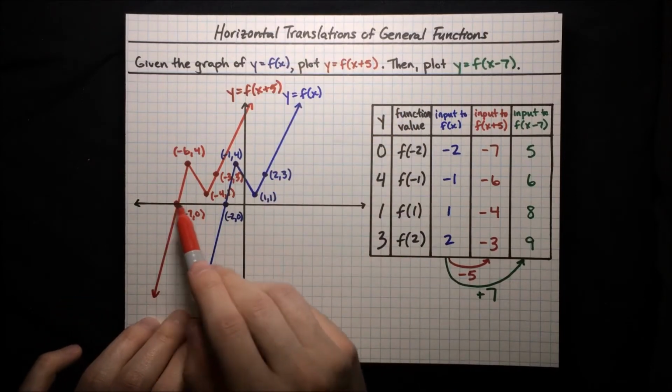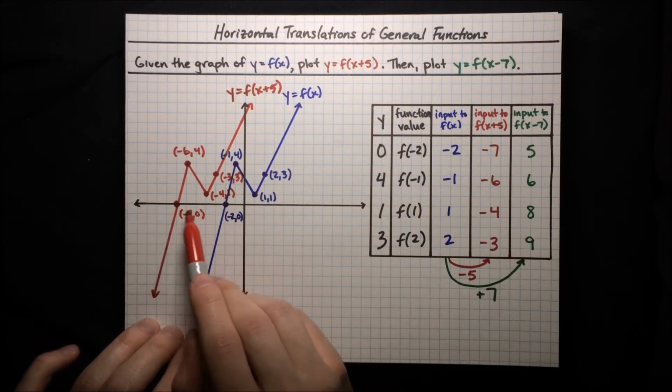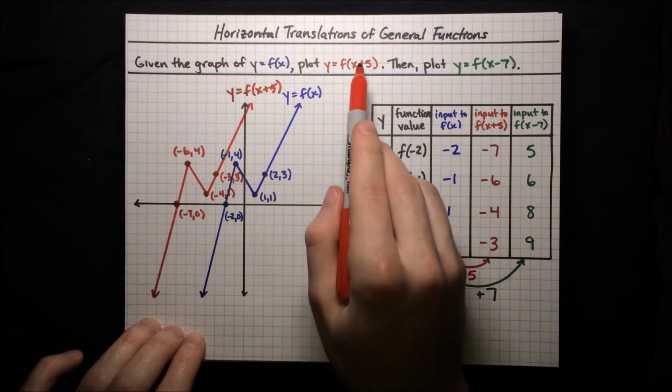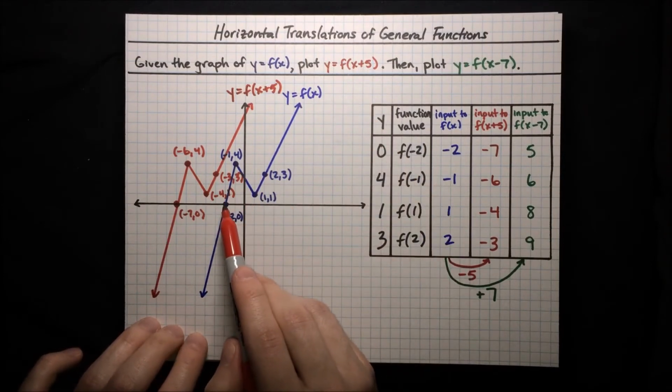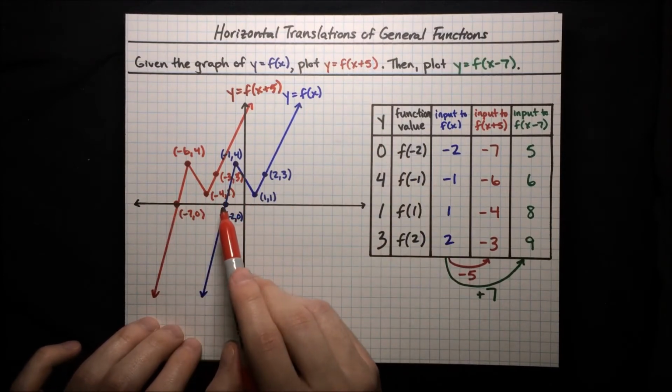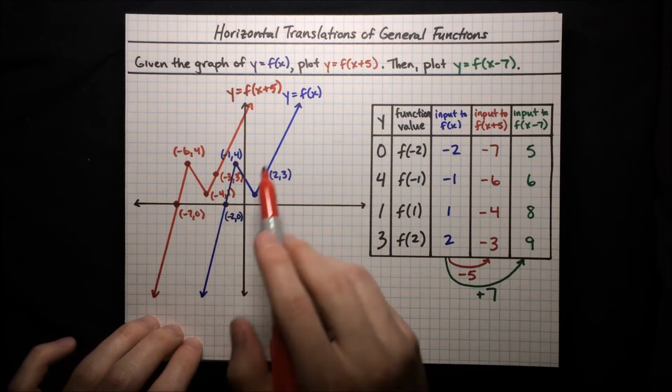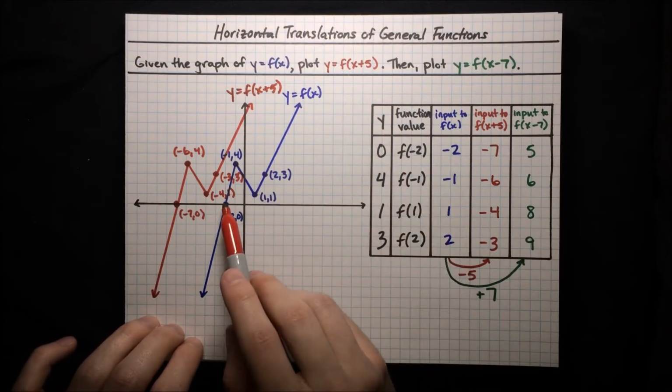Turns out the whole function is just shifted to the left 5 units. Adding 5 inside of the function causes the x values to be decreased by 5. I know that's counterintuitive a little, but that's just what happens with horizontal translations.